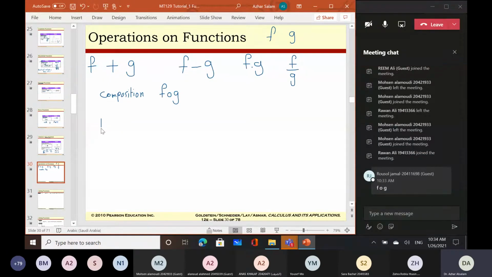For example, let's have 1 over 4 plus 2 over 3. How do I add these two numbers? Of course, first I have to unify the denominator.